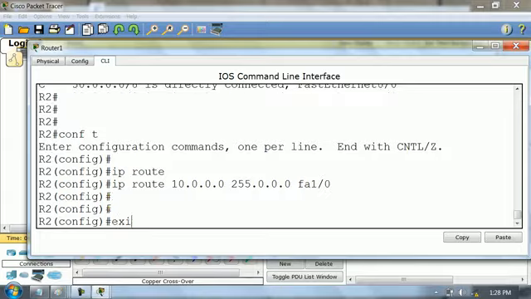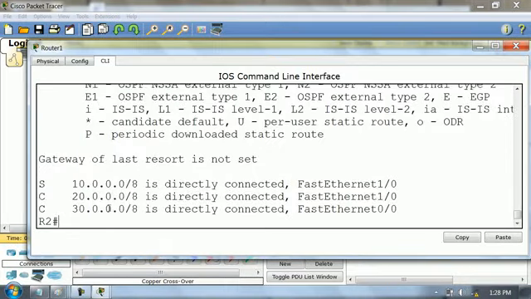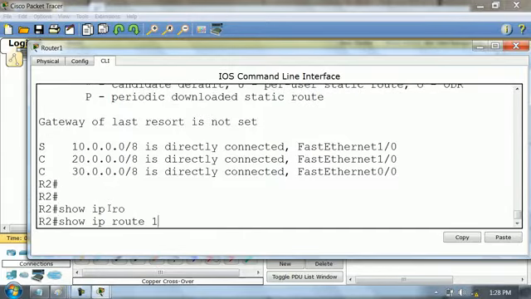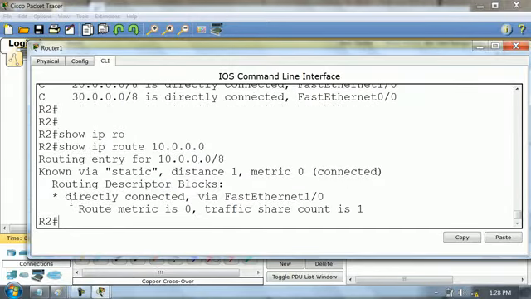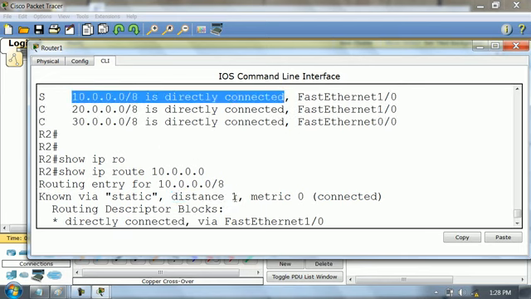Show IP route 10.0.0.0. Distance is 1. As it's also written here, the 10 network is directly connected, but AD will be 1 as it is a static route. Fine.